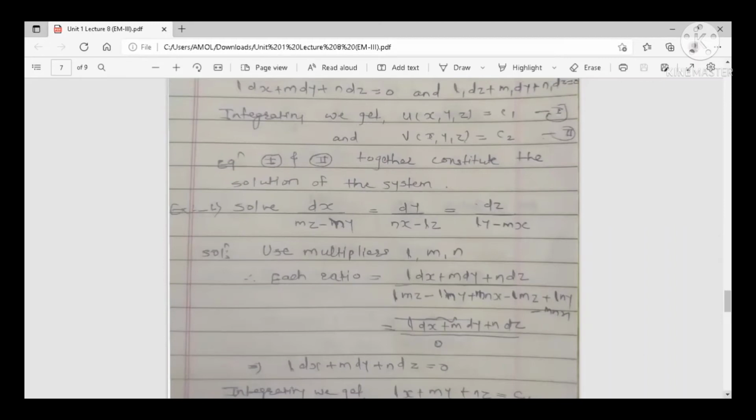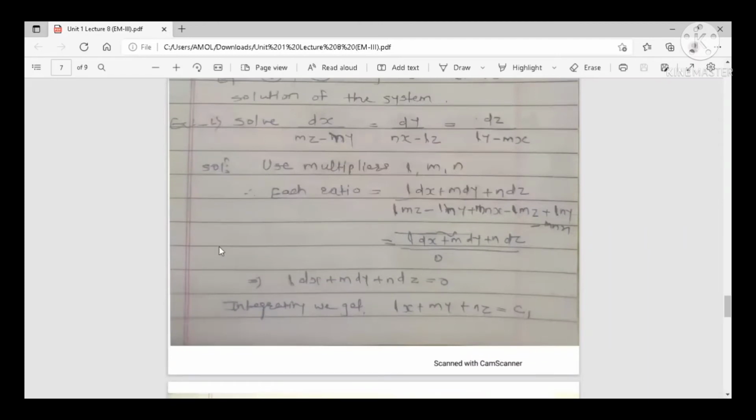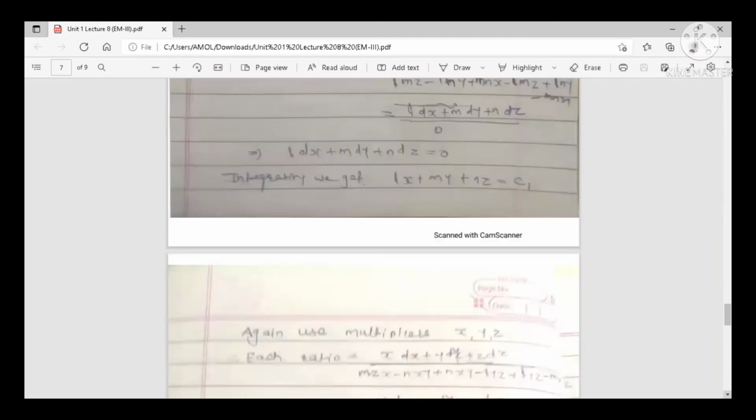So the denominator is 0, so the numerator is also 0, and so l dx plus m dy plus n dz is equal to 0. Now variables are separated because l, m, n are constants. So integrating, we get l constant, integration of dx is x, plus m constant, integration of dy is y, plus n constant, integration of dz is z. So the solution is lx plus my plus nz is equal to C1, the constant of integration. Because we want two sets of solutions, for the first set we are using the constant of integration C1.